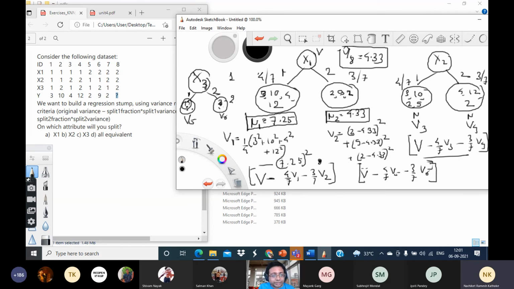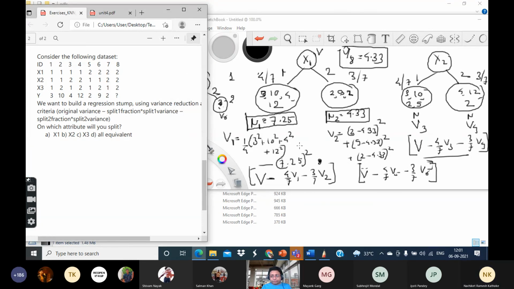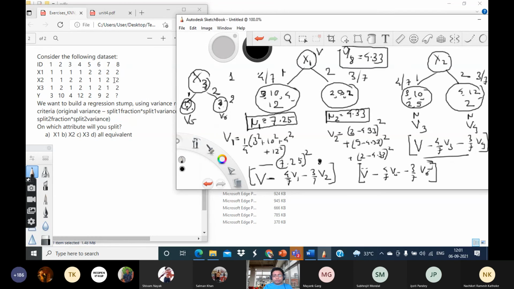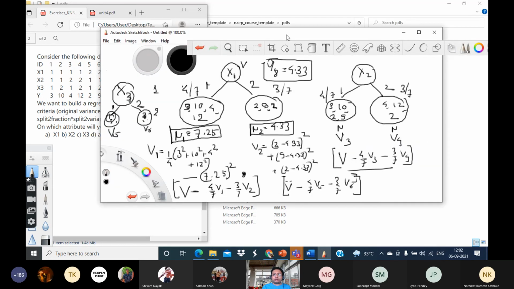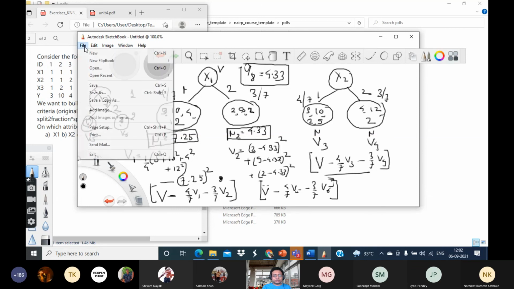In general, you may have observed that in all three cases the split sizes are 4/7 and 3/7. But that is because of the peculiar characteristics of this data set. It's possible that this one will be 4/7, 3/7, this one will be 5/7 and 2/7, this one will be 3/7 and 4/7. Something like that can happen, so you have to take care of all those things. Basically, this is the approach in which you can solve this decision tree regression problem. So that's the end of this in-class discussion.